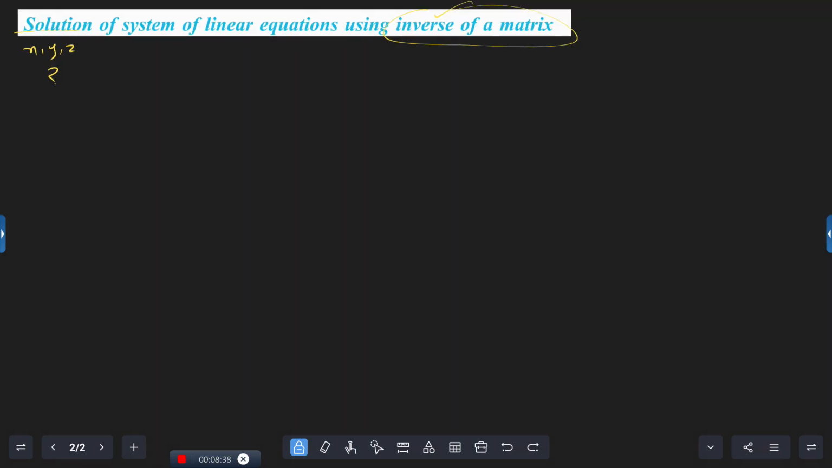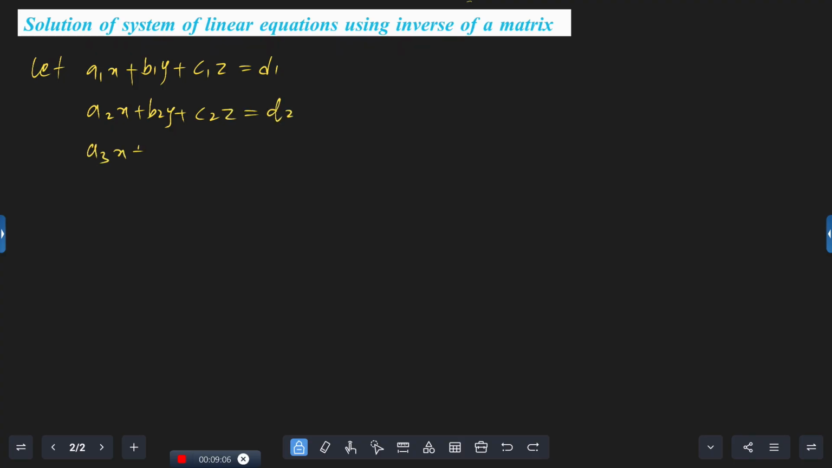Listen. First, let me go in either 2 by 2 or 3 by 3. Let me explain in the 2 by 2, then I'll go to a 3 by 3. Or else I'll give 3 by 3 directly. Let A1x + B1y + C1z equal to D1. Generally I'm taking, children, A2x + B2y + C2z is equal to D2. A3x + B3y + C3z equal to D3. We have 3 linear equations.